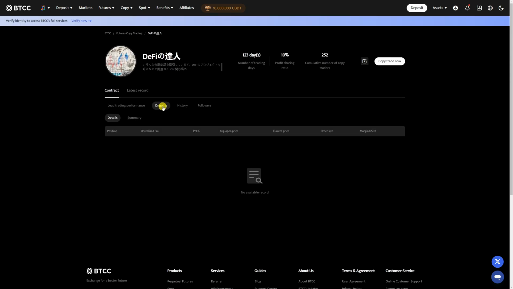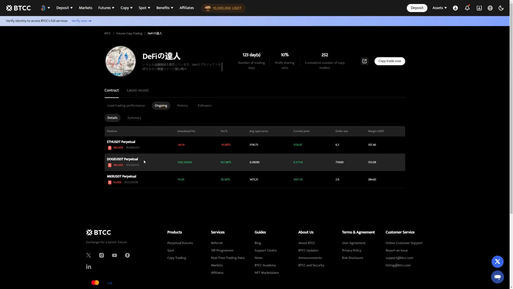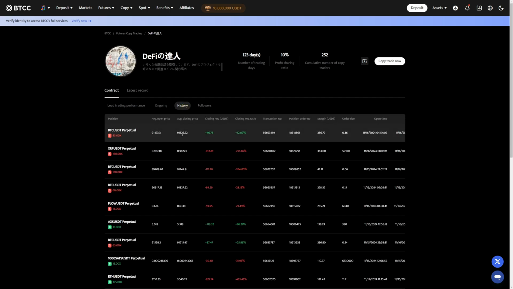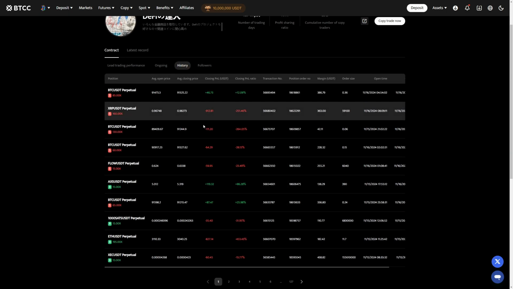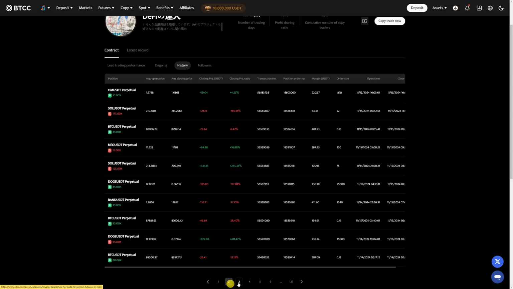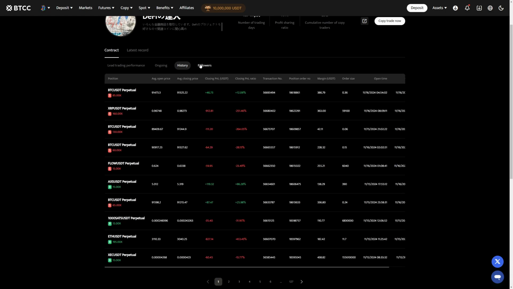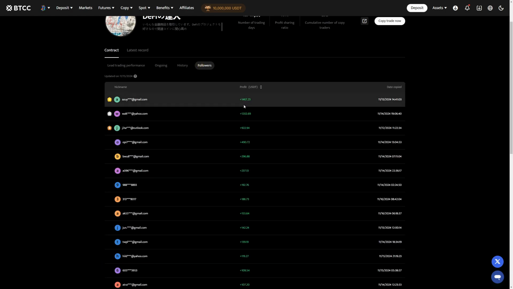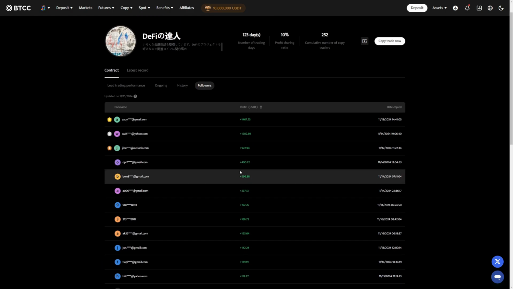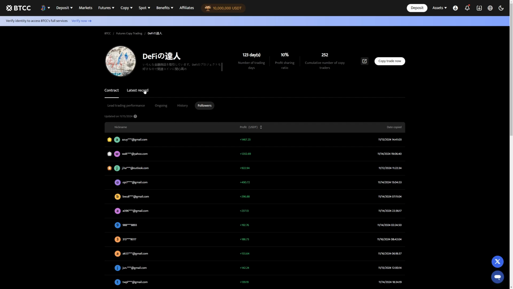However, now we can look at the current trades that he has going on. Now we can also look at the trading history. Now we can see his trading history in P&L. We can also scan through all of his older trades and overall get an idea how he is performing with individual trades. Then we can also look at the followers, and here we can see they all made some decent profits, which definitely looks good.